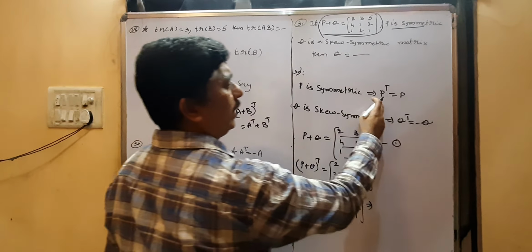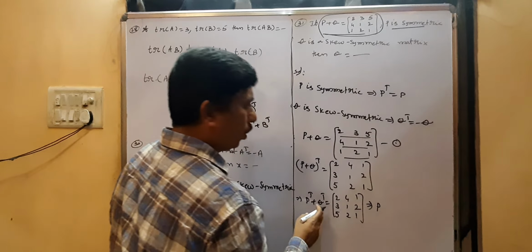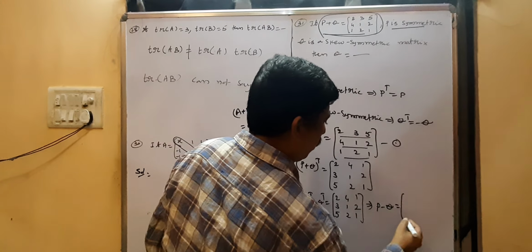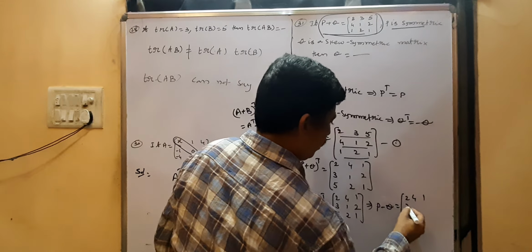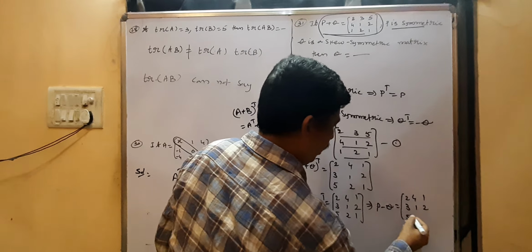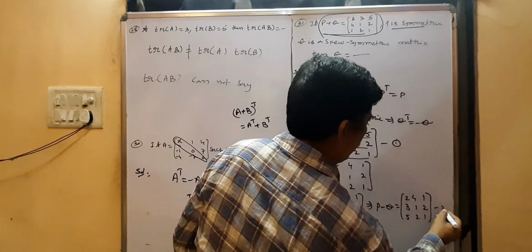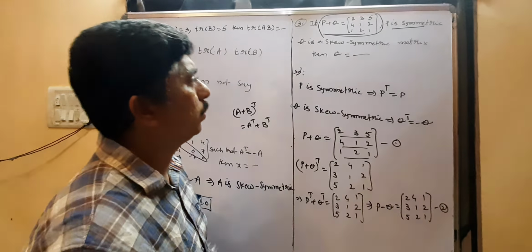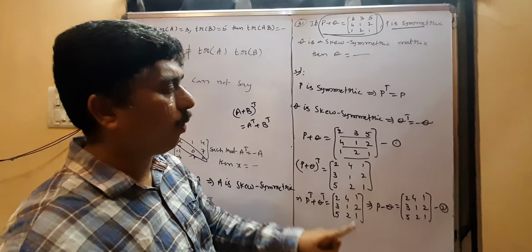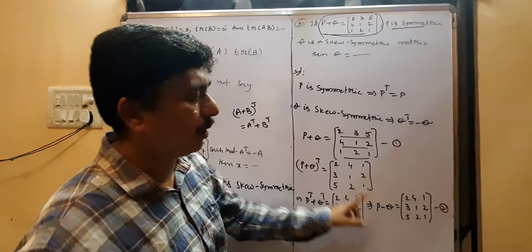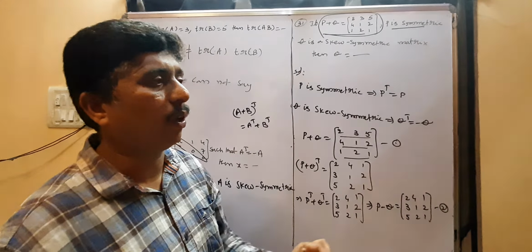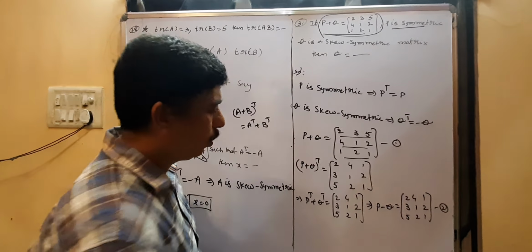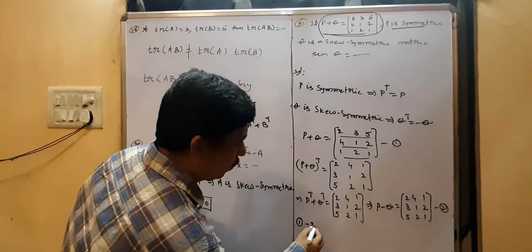P transpose value is P, and Q transpose value is minus Q, so P minus Q equals that matrix. This is called equation 2. Equation 1 is P plus Q, equation 2 is P minus Q. They are asking for Q. If they want to find P, you can add both and get the 2P value, and from that find P. They are asking for Q, so you separate: equation 1 minus equation 2.